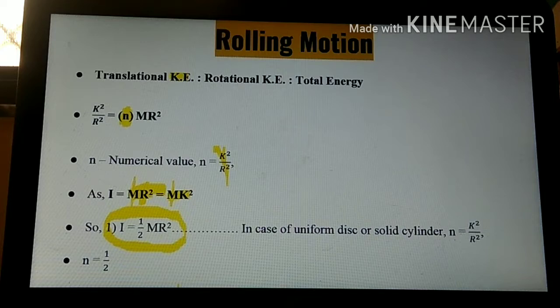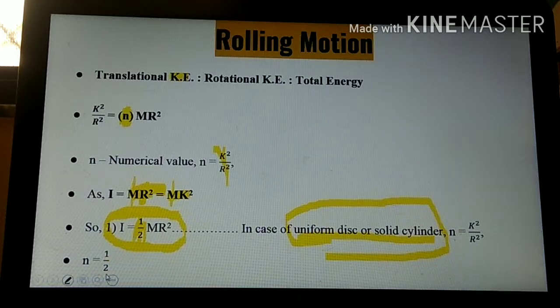What is the moment of inertia of a uniform disk and a solid cylinder? That is ½ mr². So this half is denoting what? The value of k²/r². Over here, n is k²/r². So the numerical value n for the moment of inertia of a uniform disk or a solid cylinder is half. This formula will be useful.